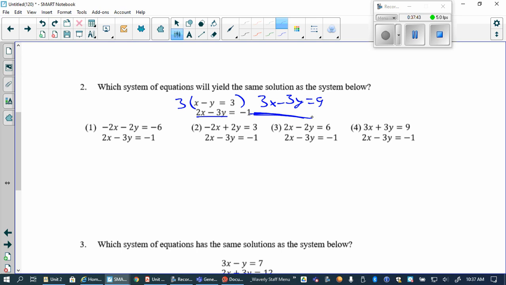What else could we do? So this is definitely, all these choices have the bottom one unchanged, yeah? And multiply the top. Well, now, what if they multiplied the top by something, but then, if they added it together, then something would go away.